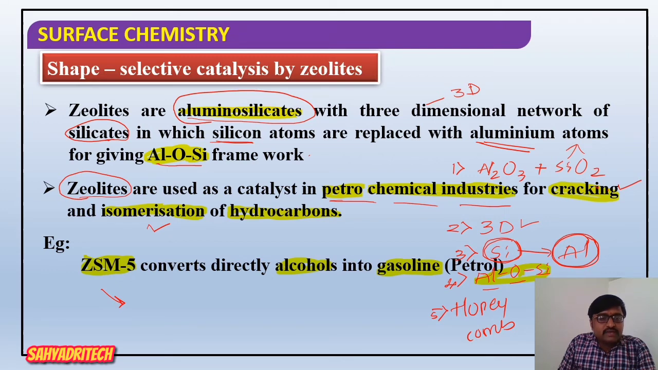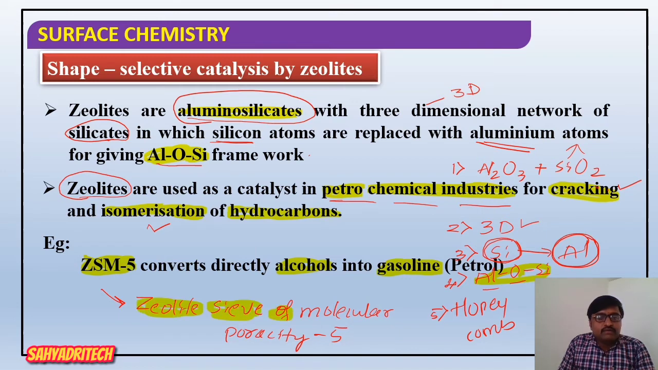Z means zeolite, S means sieve, and M refers to molecular porosity. 5, that is the expanded form: zeolite sieve of molecular porosity 5. Okay, so ZSM5 is the most commonly employed zeolite. Please remember it.